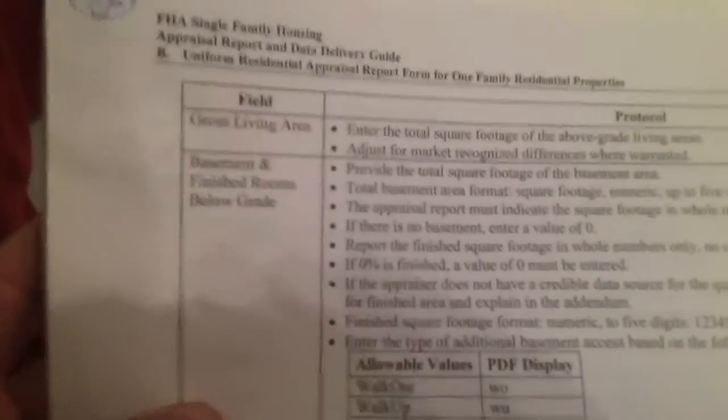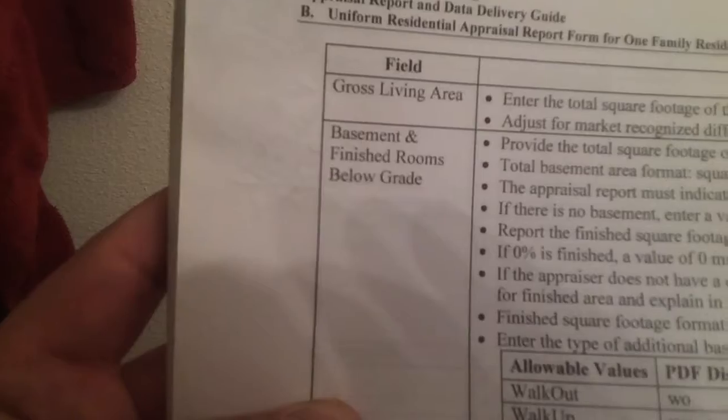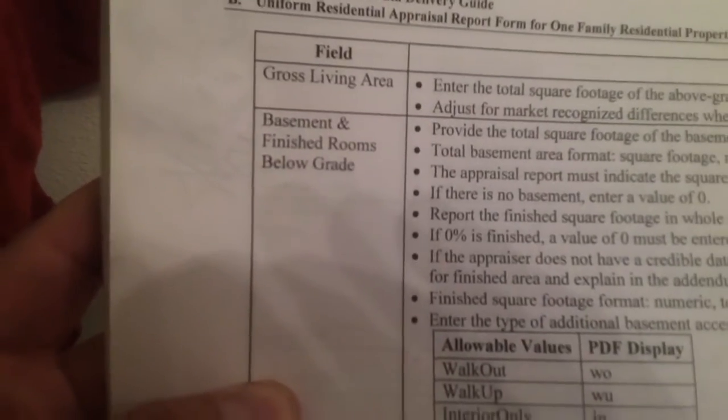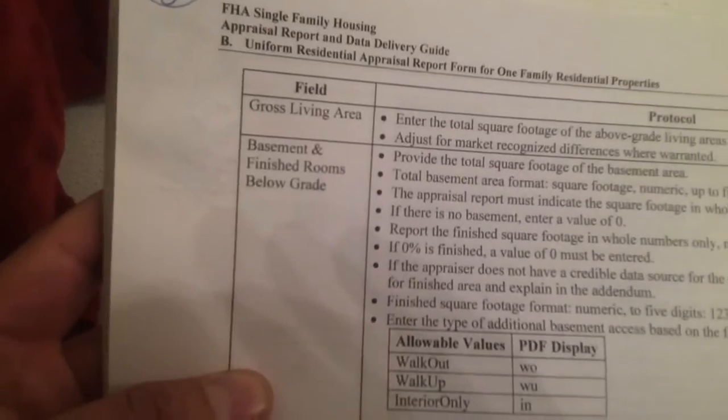FHA SFR Appraising Handbook 4000.1, page 118. Field: gross living area. Protocol: Enter the total square footage of the above grade living areas. Adjust for market recognized differences where warranted.